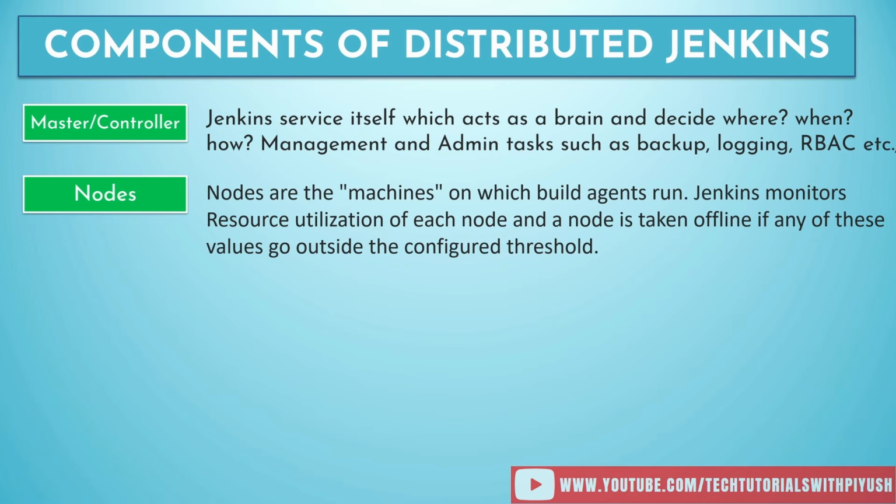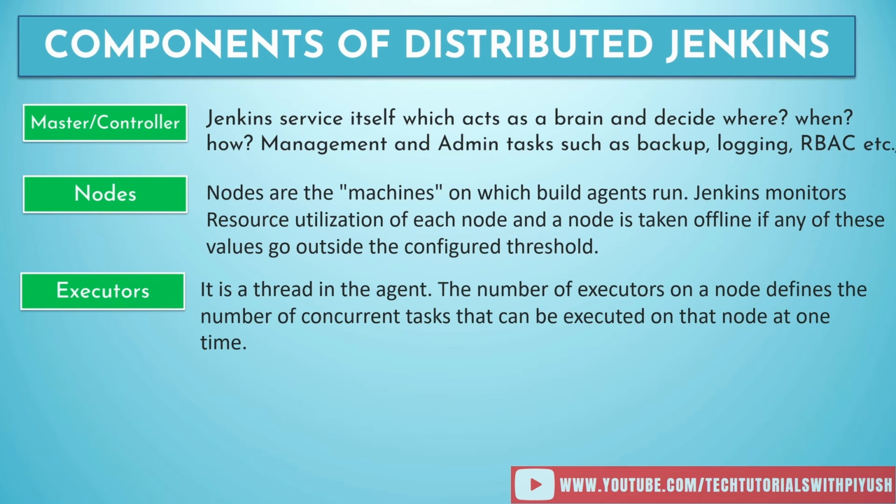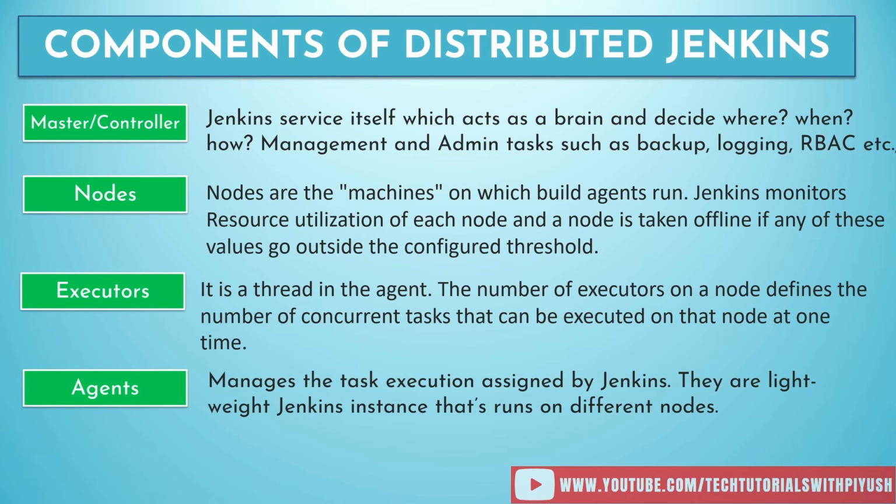Then we have executor. It is a thread in the agent. The number of executors on a node defines the number of concurrent tasks that can be executed on that node at one time. Agents are lightweight Jenkins instances that run on different nodes. They manage the task execution assigned by Jenkins.